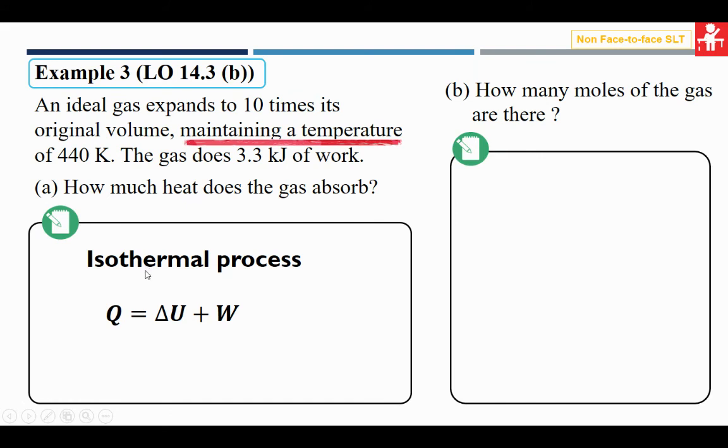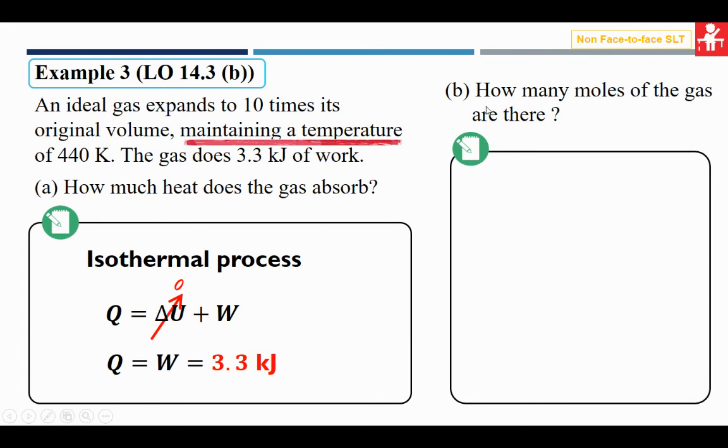So we have to use the first law of thermodynamics, Q equals delta U plus work, to find the heat used. Since temperature is constant, delta U is equal to 0, hence Q is equal to work, which is 3.3 kilojoules.